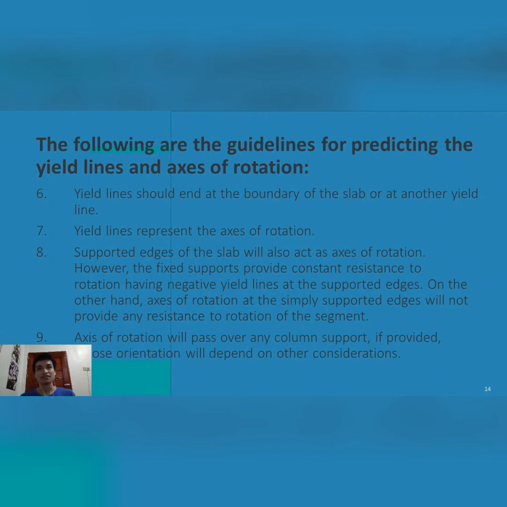So, number 9 is last. So, axis of rotation will pass over any column support if provided, whose orientation will depend on other considerations.